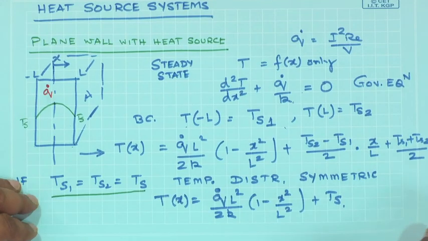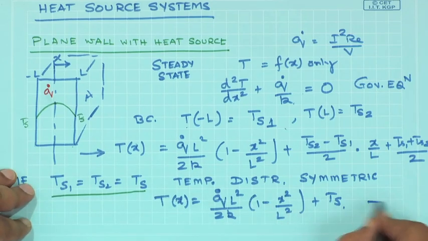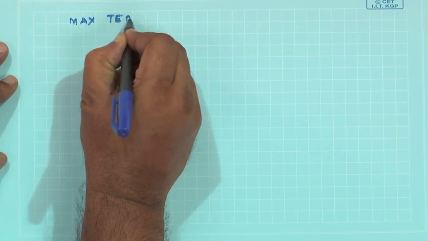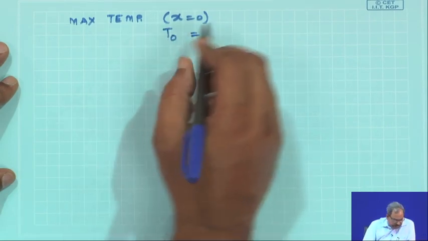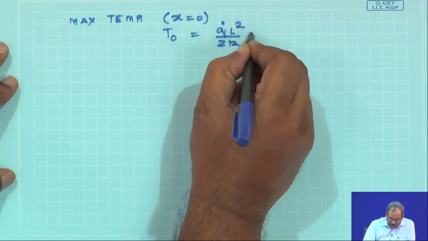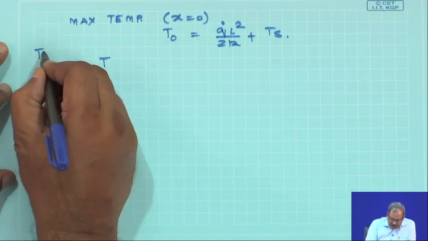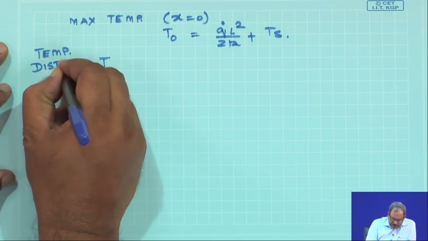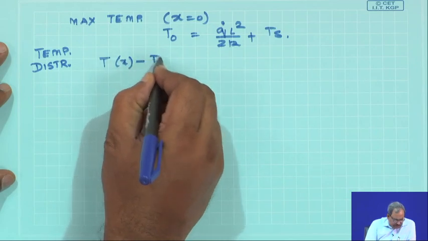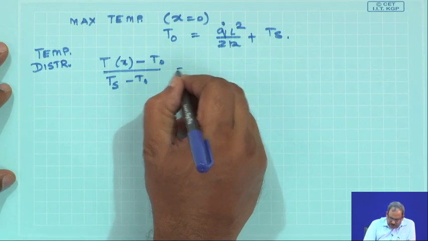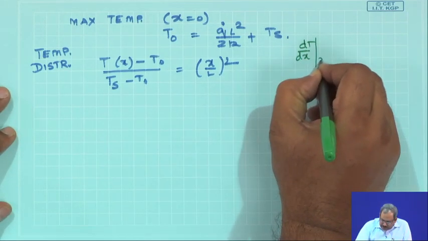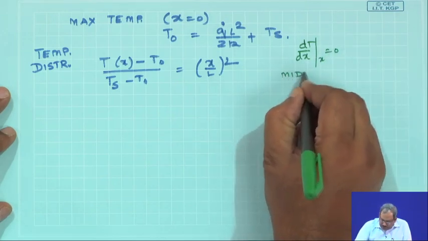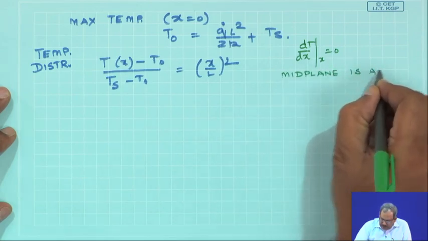So, let us see how it would look like. Once you have the expression for the temperature, the maximum temperature would take place at x equals 0, and this T naught, which is the maximum temperature at x equals 0, is q dot L square by 2k plus Ts. The temperature distribution can also be expressed in terms of a dimensionless temperature, (T(x) minus T0) by (Ts minus T0) equals (x by L) whole square. And as I said, since dT/dx at x equals 0 is 0, the mid plane is an adiabatic surface.